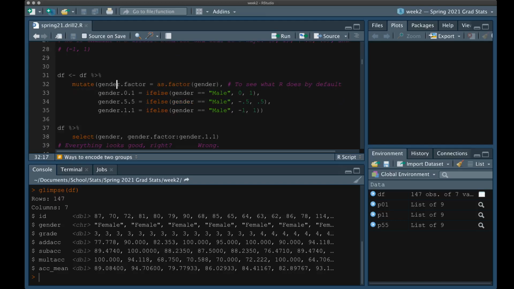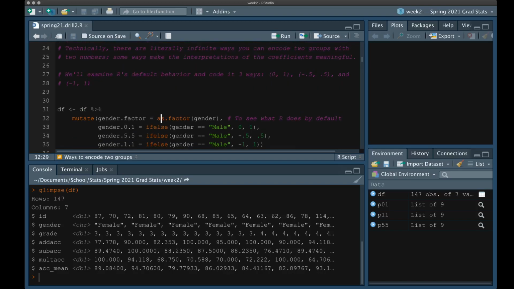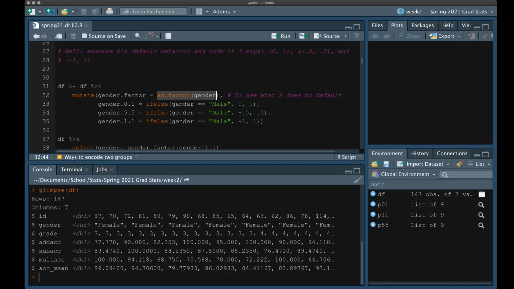One called gender.factor, and it's literally just taking our gender, because you notice that gender is not actually a factor, it's a character vector. So right now, gender is not a factor, it is just a bunch of characters. So we're just going to use as.factor to take that gender variable right here, and we're going to create a factor and let R do its default thing in how it treats that factor. Then we're going to create three separate gender variables. One, we're using this if-else statement, and we're saying that if the gender is male, code it as 0, otherwise code it as 1.